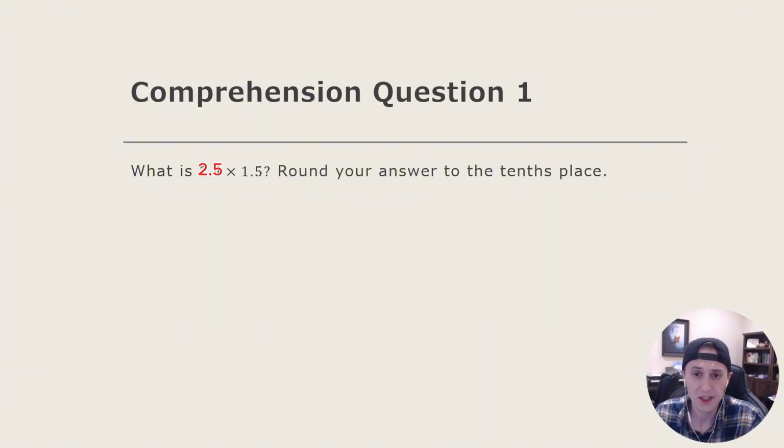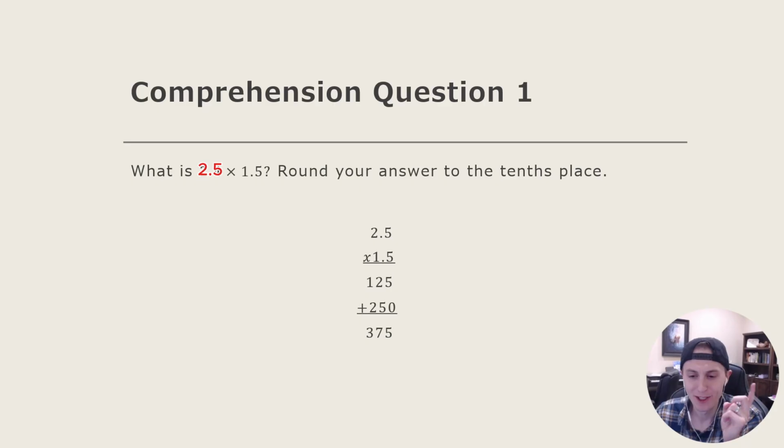All right, let's practice with this question. Pause the video and solve it. 3, 2, 1, let's go. What is 2.4 times 1.5? Round your answer to the tenths place. So we write it out, 2.4 times 1.5. And remember, we are first multiplying as if the decimal's not there. So we're doing 24 times 15.